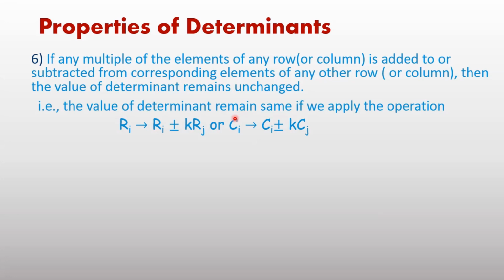In short form we can write, in case of determinant, we can apply Ri replaced by Ri plus kRj or Ri minus kRj. Value of determinant remains same, unchanged. Value of determinant no change. Same for column. If Ci replaced by Ci plus kCj, value of determinant no change, it remains unchanged.